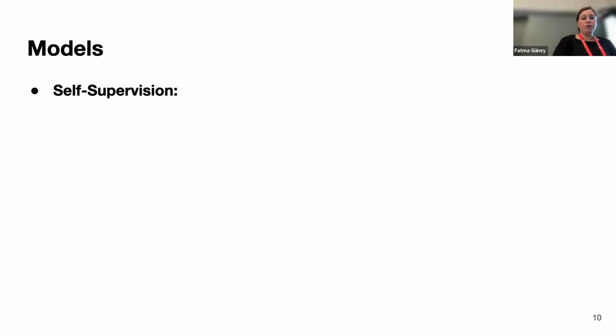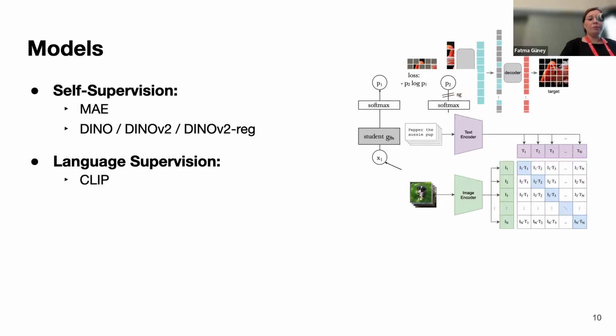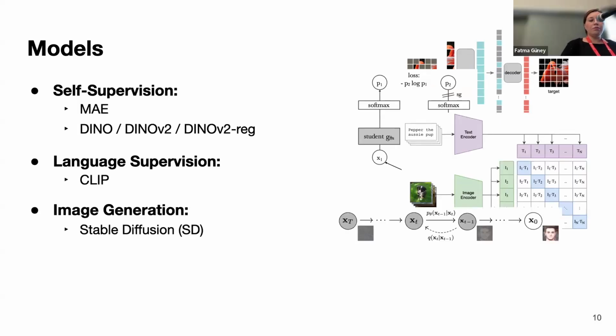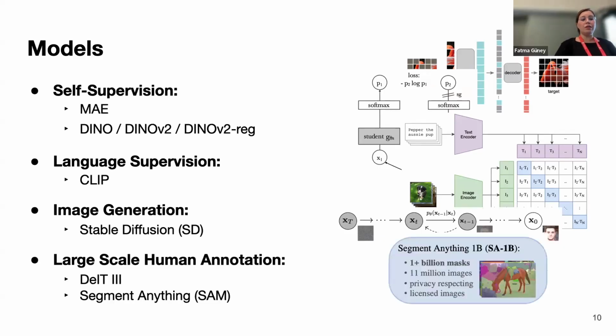We considered a range of visual models trained with different objectives on diverse datasets. First, models trained with self-supervision like masked autoencoders (MAEs) or DINO versions like DINOv2 and DINOv2 with registers. Then the ones trained with language supervision like CLIP, image generation models like Stable Diffusion, and finally models supervised for classification and segmentation like DiT or Segment Anything. For all these models, we just use the pre-trained checkpoints that are available.